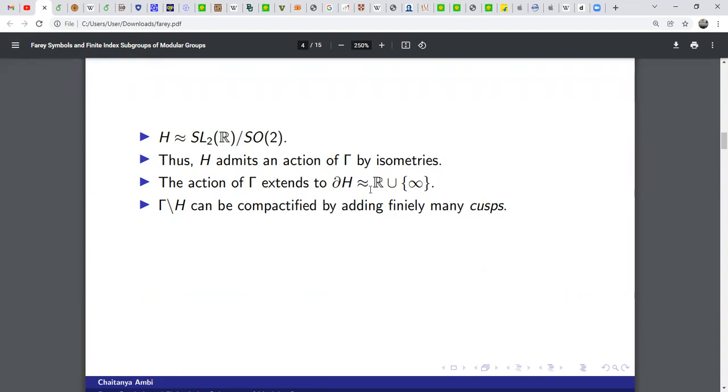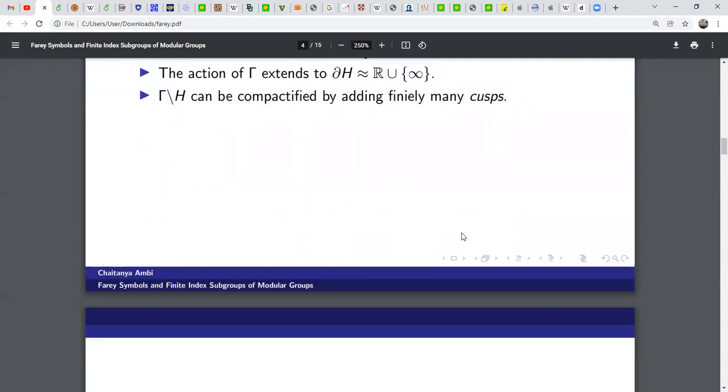So cusps are precisely, R union infinity can be seen as the completion of the projectivized rational line, and each orbit of gamma on the projectivized rational line corresponds to one cusp. That's the whole and soul of having cusps. And the reason why we need them is to compactify a possibly non-compact manifold, so that compact Riemann surfaces are much better to work with.